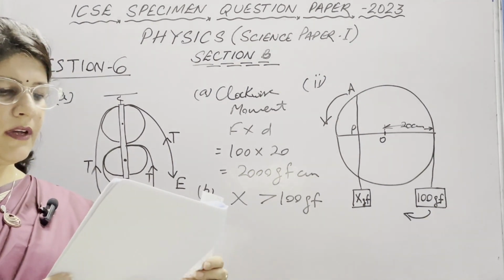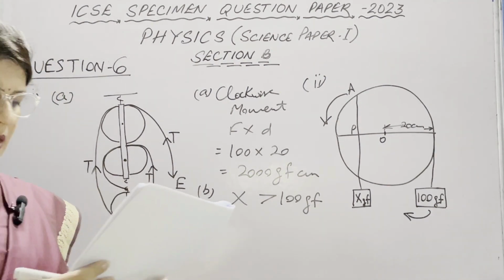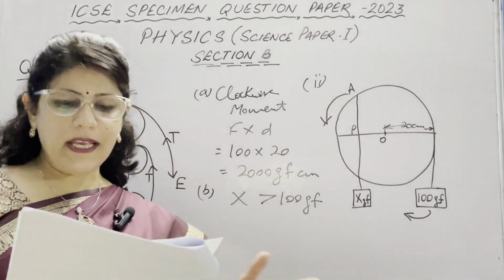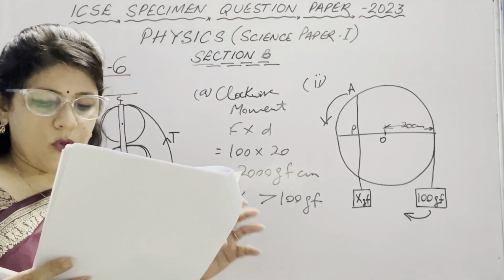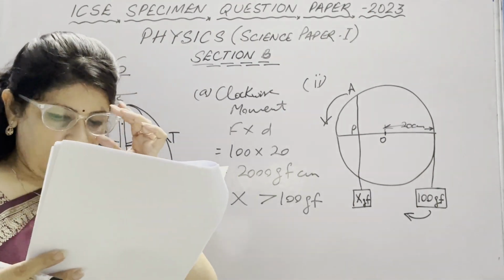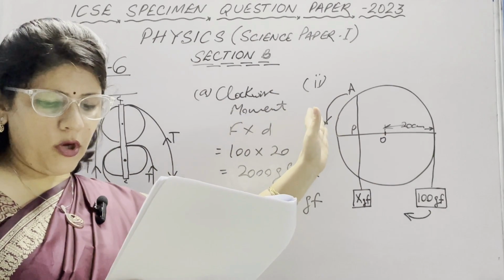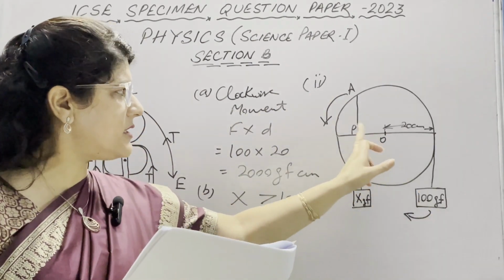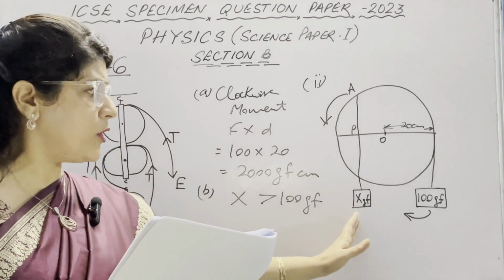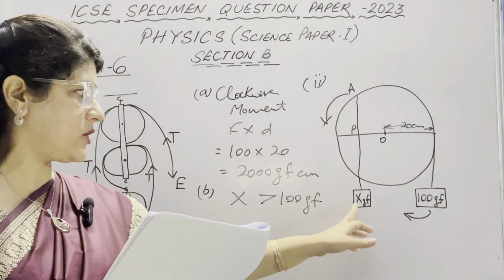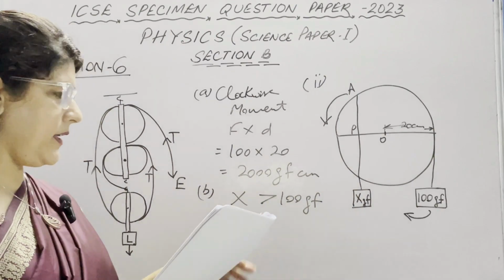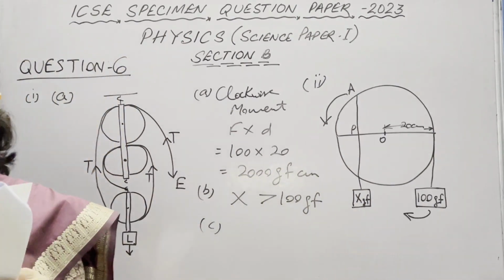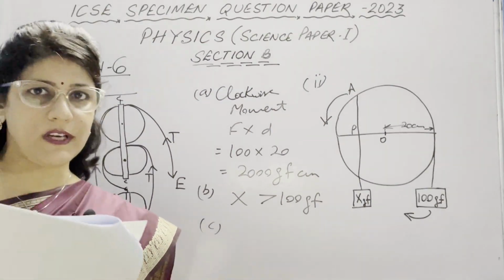In third part, give a reason for your answer. The reason is, we know that the wheel is rotating in the anti-clockwise direction. It means anti-clockwise moment is greater. So, in the anti-clockwise direction, the distance should be more or the force should be more. Here it is 100 GF, and the distance is also less. So, more force will be required in the anti-clockwise direction. It means the value of X is greater than 100 GF. This is the reason which they have asked in part C. You need to write here anti-clockwise direction, so anti-clockwise moment should be greater.